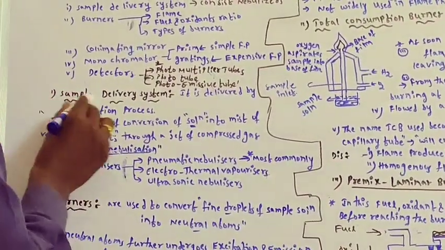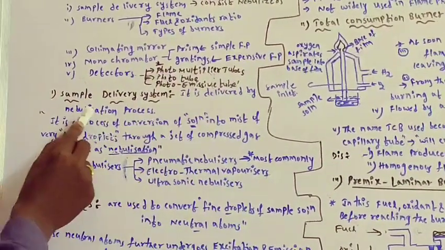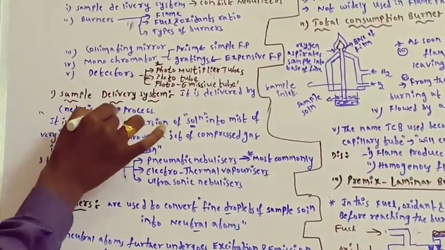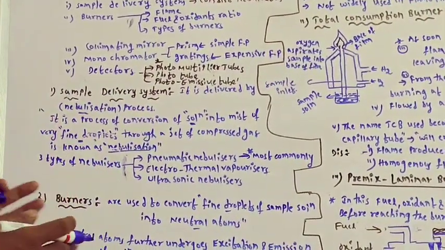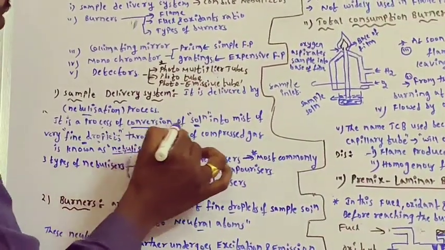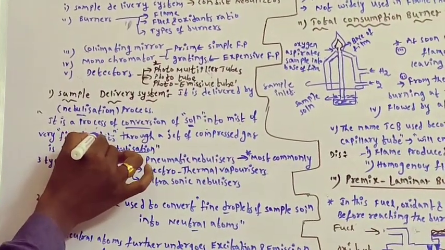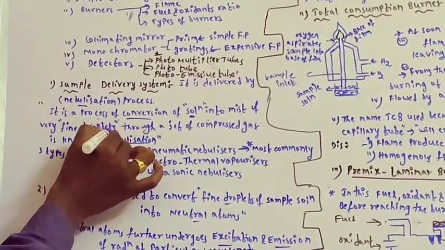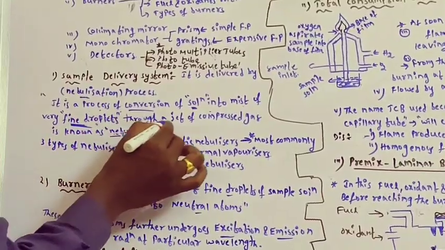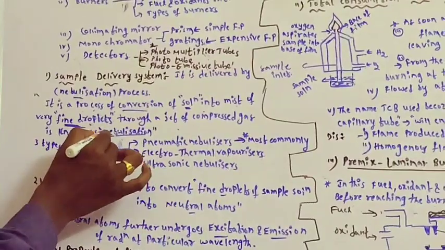First one, the sample delivery system. It means how the sample will be delivered. It is delivered by the process of nebulization. Important thing. What is meant by nebulization? Nebulization is the conversion of a solution into a mist of very fine droplets through a jet of compressed gas.